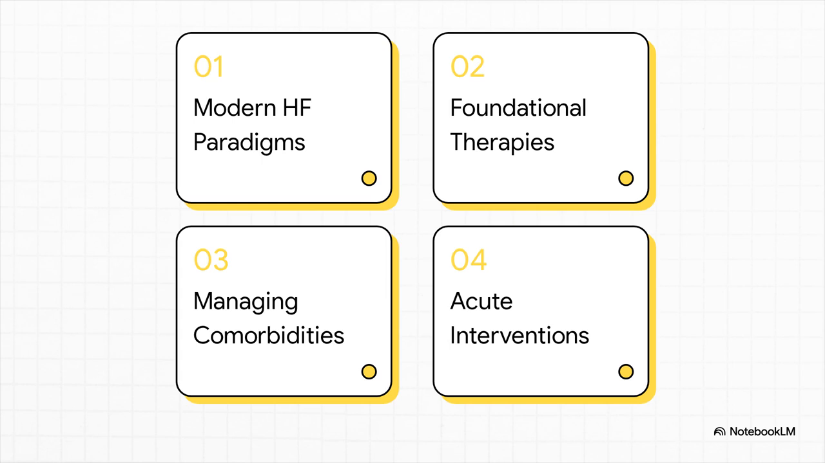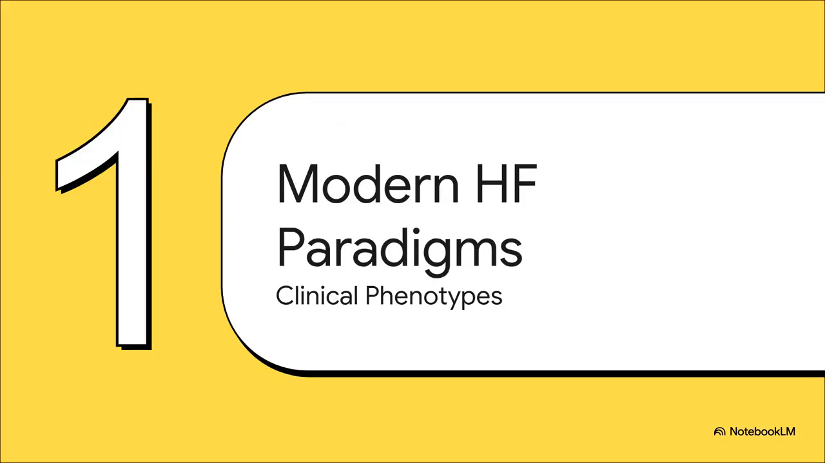So here is our architectural blueprint for today. 1. Modern heart failure paradigms. 2. The 4 foundational therapies. 3. Managing heart failure comorbidities. And 4. Acute care and interventions. Section 1. Modern heart failure paradigms.